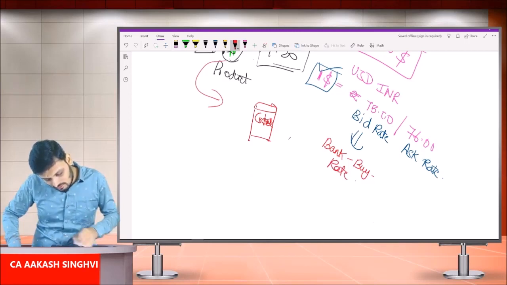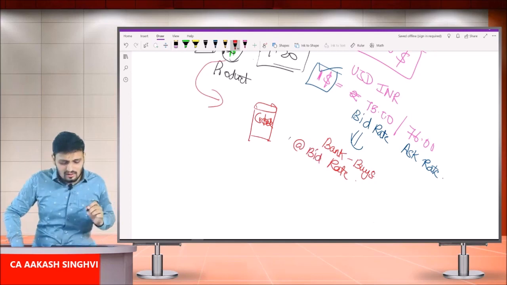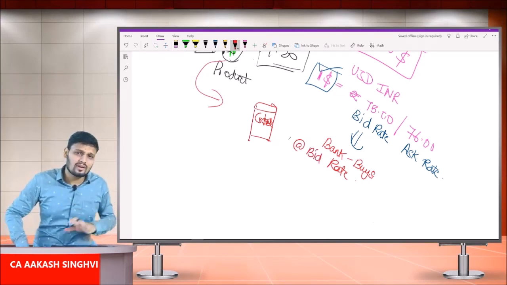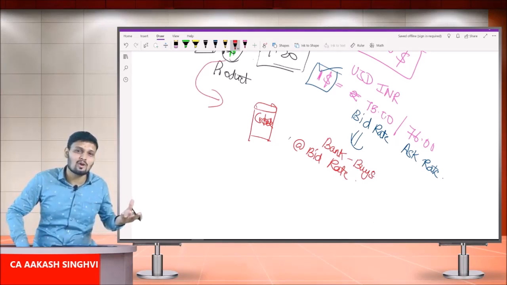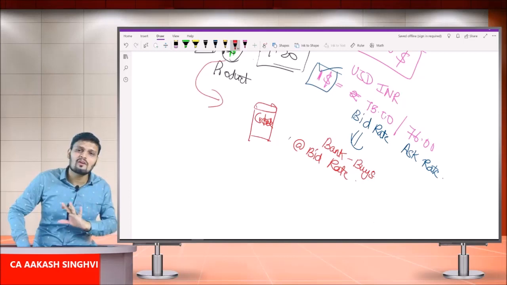Bank buys at the bid rate. Guys, it is not required for you to copy all this. Why? Everything has been included in my chart book, which is also called the nano book. All these points have been completely and exhaustively included there.